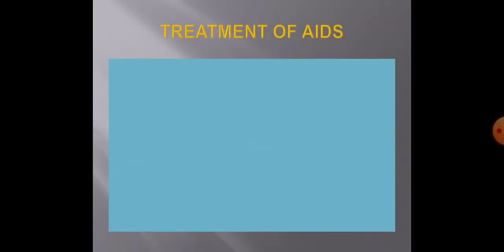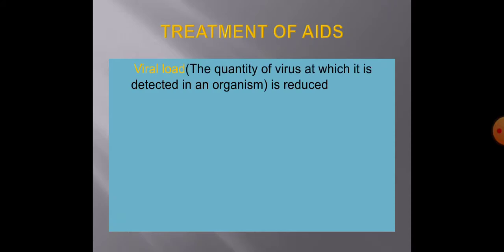Now about the treatment of AIDS. Although a complete cure is not known, the aim of HIV treatment is to reduce the viral load. Now, what is viral load? It is the quantity of virus that is detected in an organism.